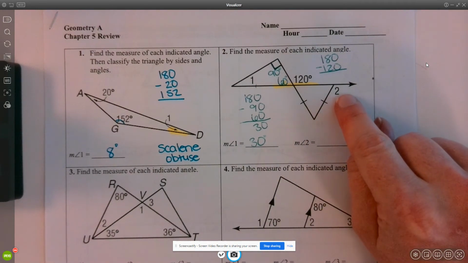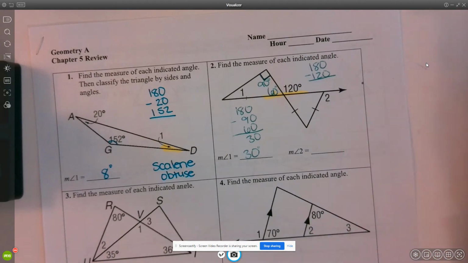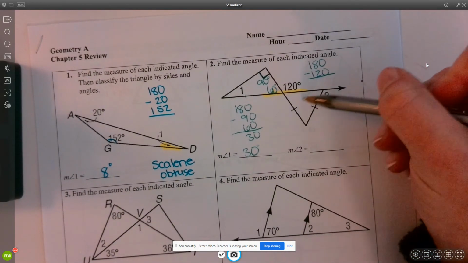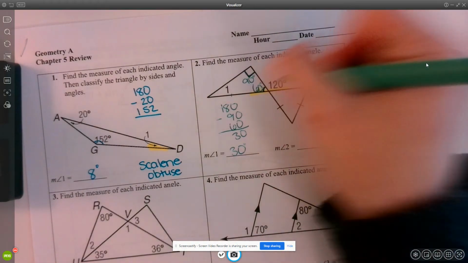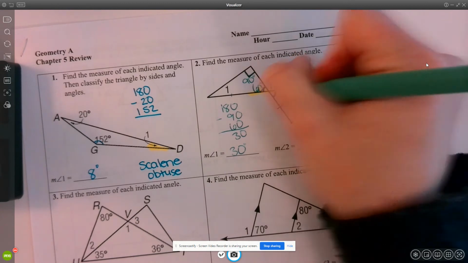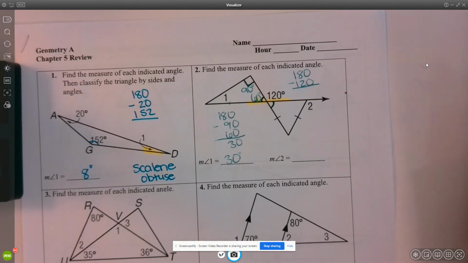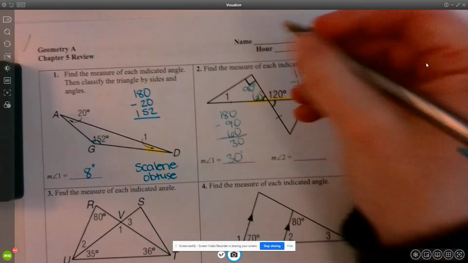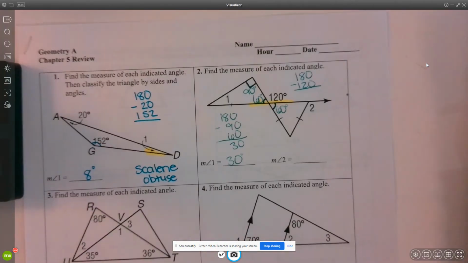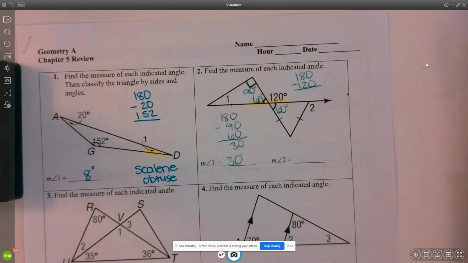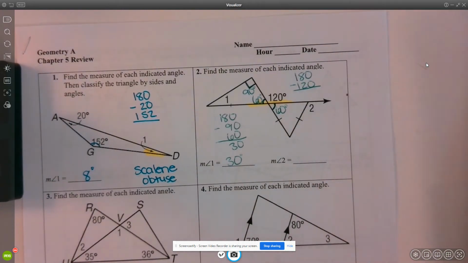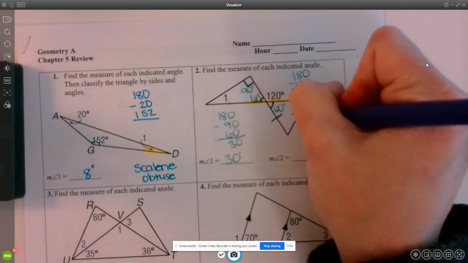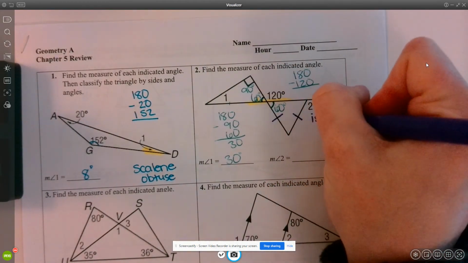Now I have to find the measure of angle 2. Before I can do that, I have to figure out something about the angles in this triangle. One thing I notice is that this angle that I had found, which is 60 degrees, makes vertical angles with that angle in the other triangle, which means this angle here is 60 degrees. And now you might be wondering, well, how does that help me find these angles in the triangle? And you're supposed to notice that this triangle on the right is an isosceles triangle. There are two congruent sides.